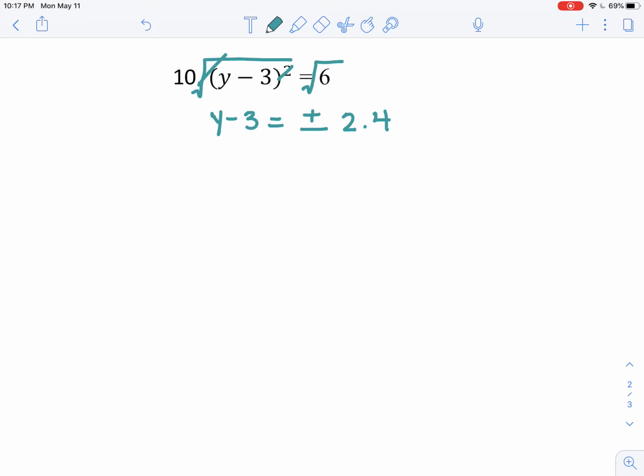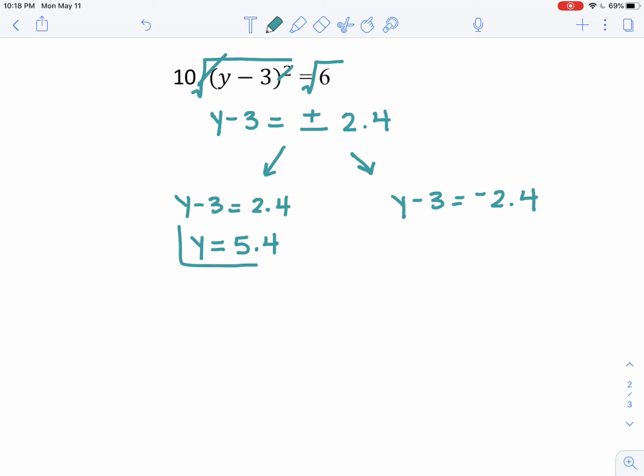The square root of 6 is about 2.4. So you can just type into your calculator square root 6, come up with the decimal. And now we're going to make our two separate equations. So y minus 3 might equal positive 2.4, or y minus 3 might equal negative 2.4. When we add 3 to the first equation, y equals 5.4. And when we add 3 to the second equation, y equals 0.6.